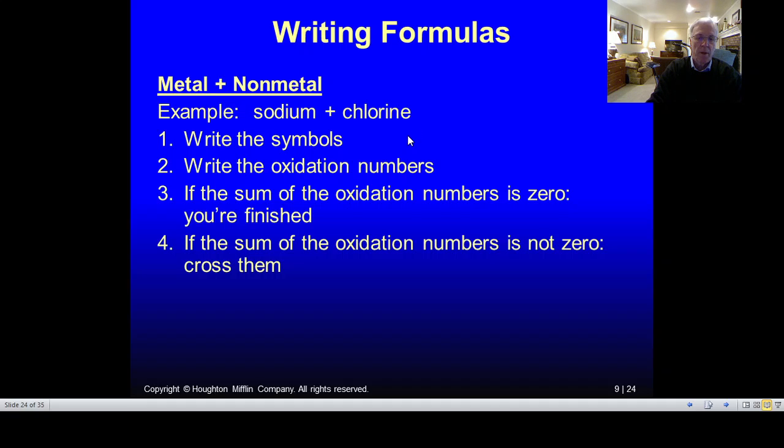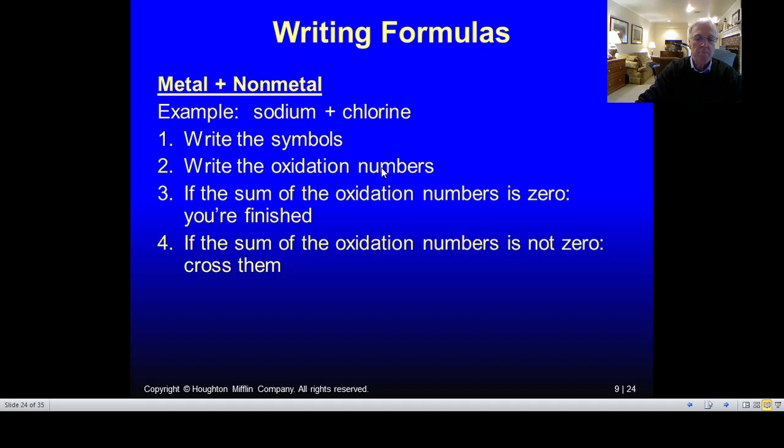When we go to write the formula for this metal that's combined with a nonmetal, we follow these steps. We write the symbols for the two elements. That's why I'm having you learn these symbols. Na for sodium, Cl for chlorine. Then we write the oxidation numbers. Now, I know you probably don't know what oxidation numbers are yet, but that's okay. We'll talk about what they are later, but right now, all you need to know is that we find the oxidation numbers on the periodic table. It's the number that's right above the symbol for the element. And the metals all have positive oxidation numbers, and the nonmetals have negative oxidation numbers.